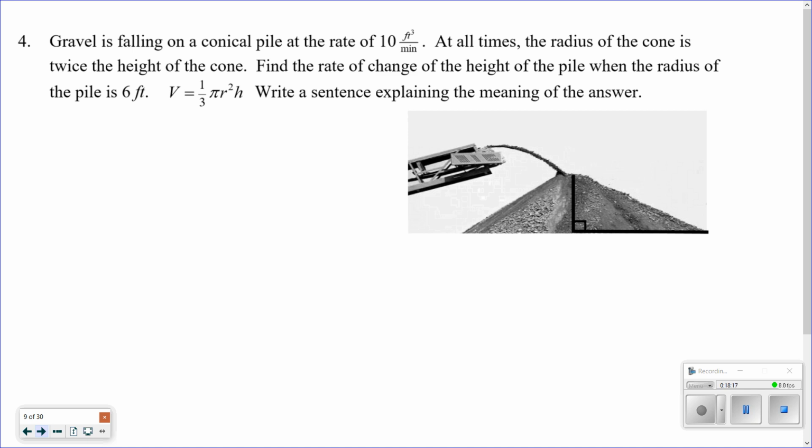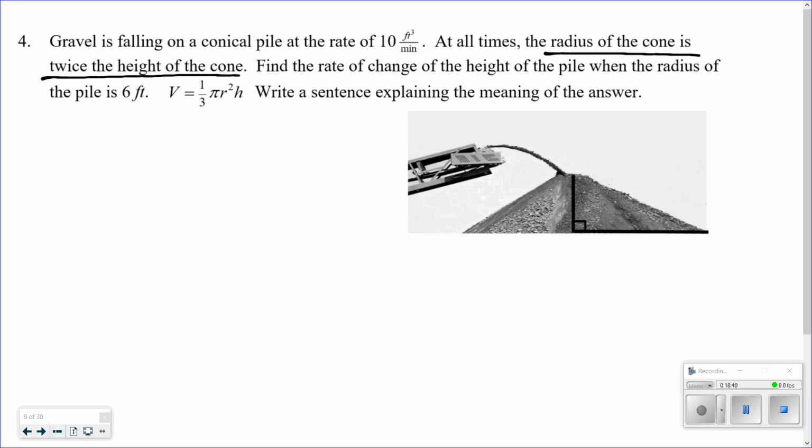So it says gravel is falling on a conical pile at a rate of 10 cubic feet per minute. At all times, the radius of the cone is twice the height of the cone. That's going to be really important for us. We're going to use that in just a second. So we'll come back to that. Find the rate of change of the height of the pile when the radius of the pile is 6 feet.